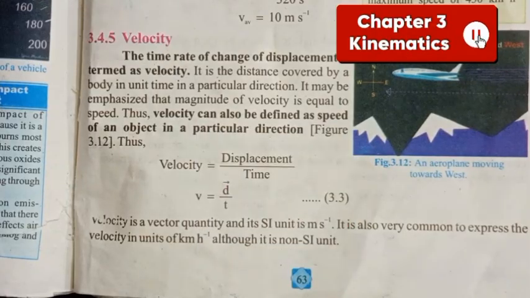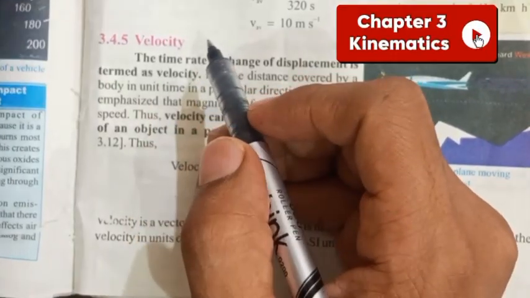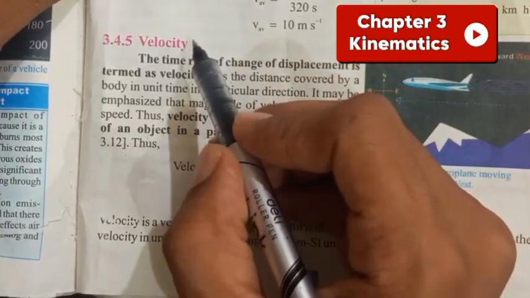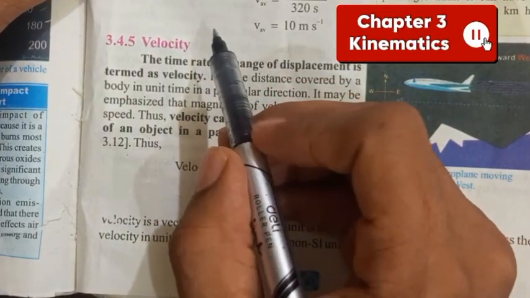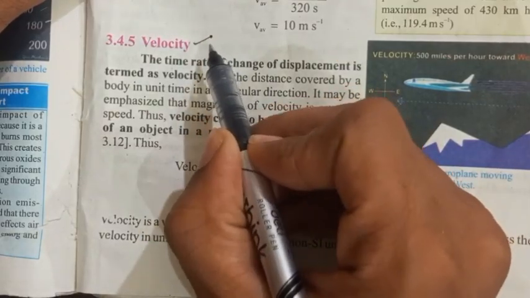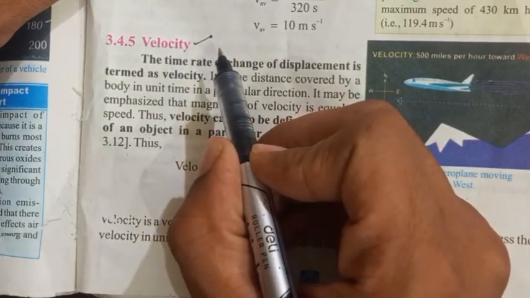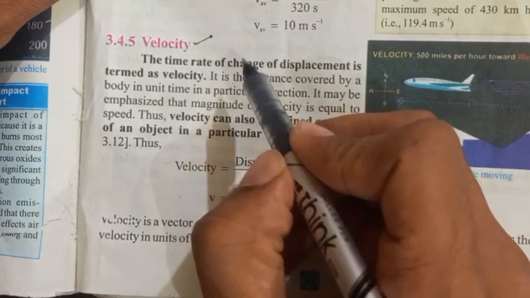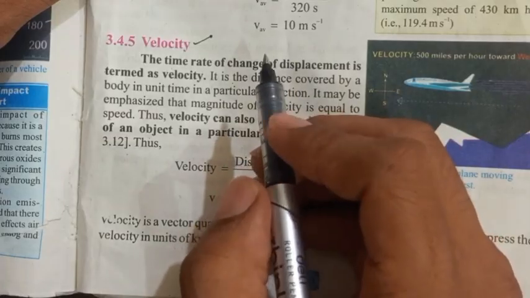So today I am starting another topic of class 9th physics, that is velocity. It is a topic similar to speed, but speed shows only the magnitude. Velocity shows direction and magnitude both. Velocity is how fast an object is moving in a particular direction. Means how fast a body is moving in a particular direction.